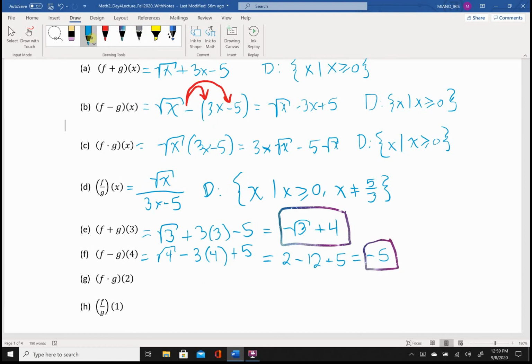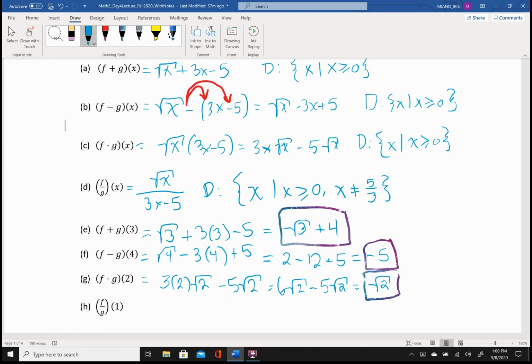Moving on to part G. Remember, take what's already been given to you here, and every time you see an x, plug in a 2. Minus 5 times square root of 2. 6 root 2's minus 5 root 2's. That's 1 root 2, or just called root 2, square root 2, if you like that. Not into the whole brevity thing.